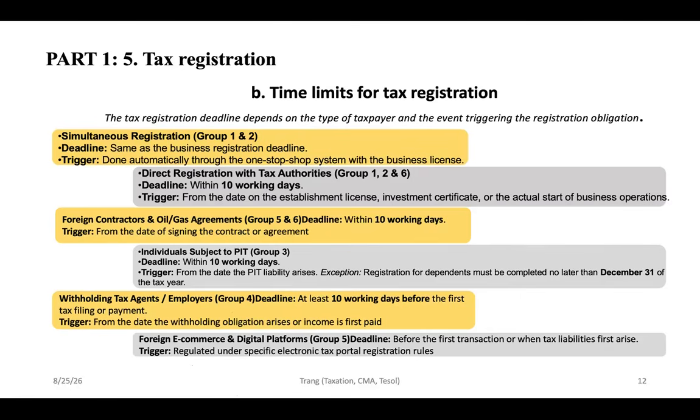Finally, for foreign e-commerce and digital platforms, the law is very strict. You cannot wait. You must register before the first transaction occurs or before the tax liability arises. To summarize this slide, remember the 10 working days rule for most cases. But watch out for the exceptions like withholding agents and foreign digital platforms.